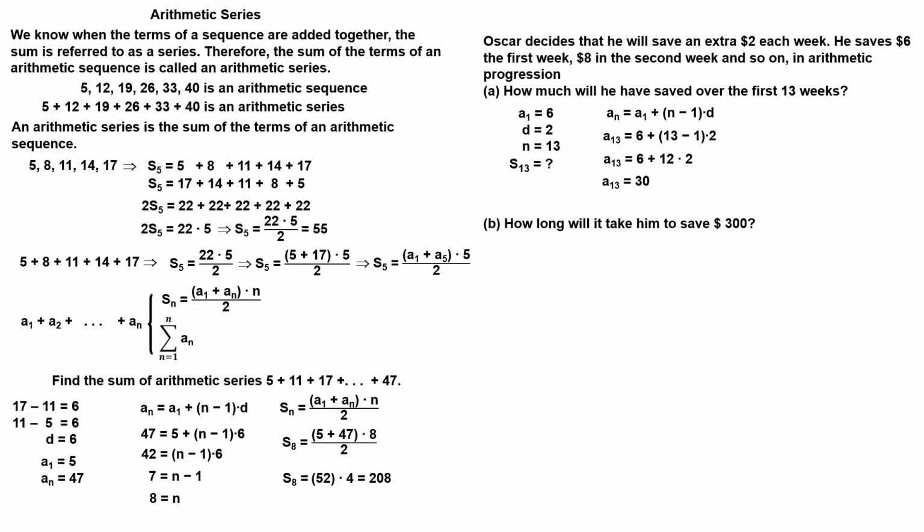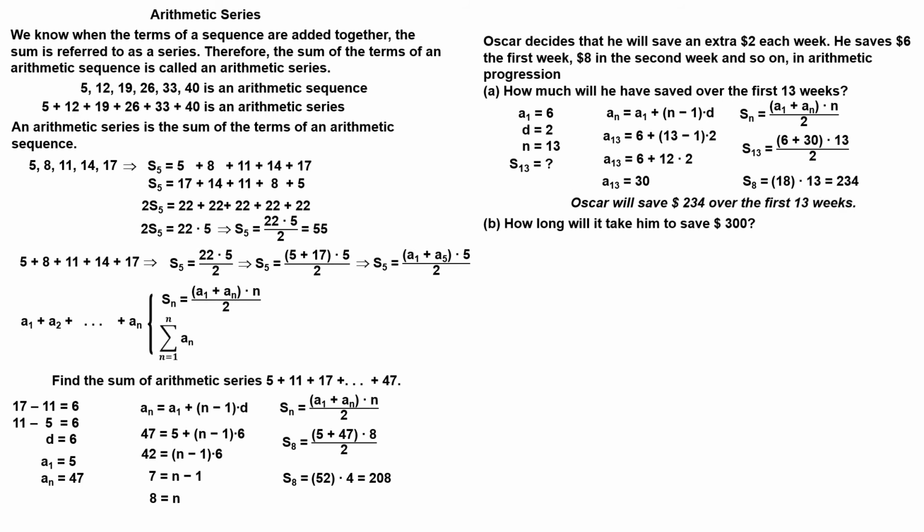We can substitute the known values into the formula for the sum of an arithmetic series. Oscar will save $234 over the first 13 weeks. How long will it take him to save $300? This time, we want to find the number of terms in the sequence when the sum of the sequence is 300.